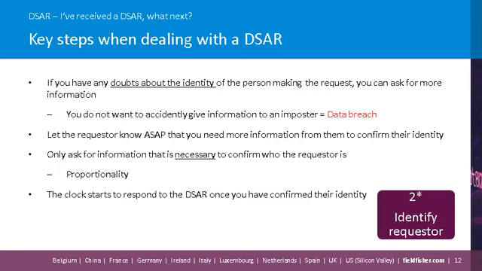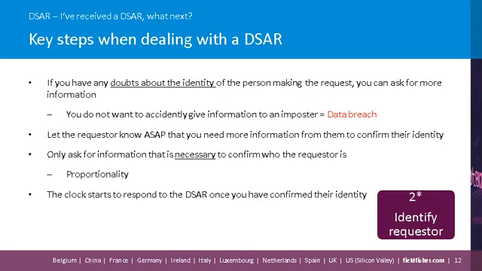If you have doubts about the identity of the person making the request, you can ask for information that would help verify and confirm their identity. You do not want to accidentally give information to an imposter that's actually about somebody else, as that would cause a data breach. You must let the requester know as soon as possible that you need more information from them in order to confirm their identity, and you must only ask for information that is necessary to confirm who the requester is. Proportionality is key here.